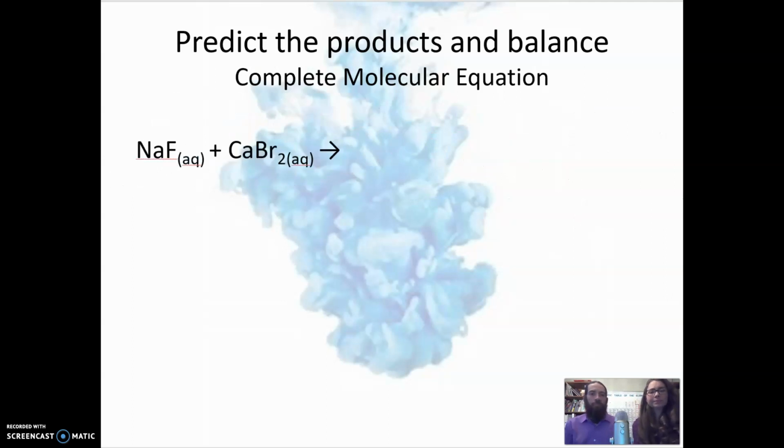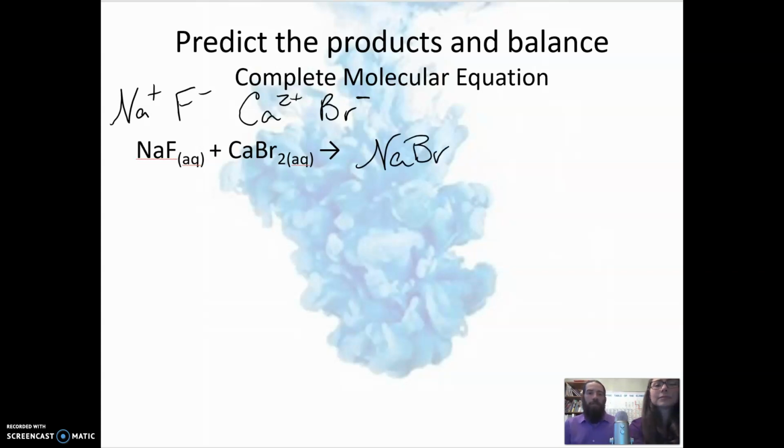Let's try another one. Okay. So I'm going to start with that first compound, and I'm going to say, okay, that's made up of sodium ions, Na+1, and fluoride ions. I'm just writing them up here. Calcium, that's the Ca2+, and then I've got the bromide ion, it's the Br-. I'm going to switch the cations. So the sodium's going to go with the bromide ion to make sodium bromide, 1-to-1 ratio. And the calcium's going to go with the fluoride ion. So I'm going to have CaF2. I need 2 of those fluorides to make a neutral compound.